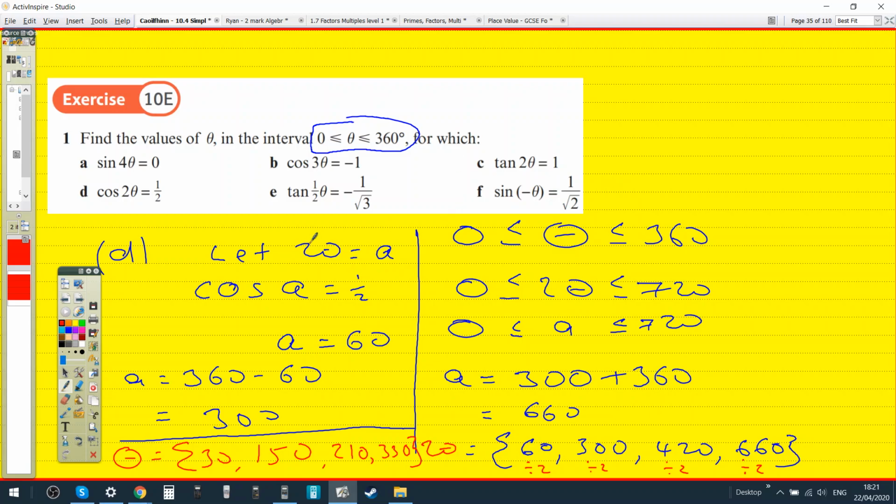And so, yeah, don't forget that the very last thing you do is to change it back to theta, and that you find all of the solutions. So there were triple the solutions for this one. There were double the solutions for this one. Any questions with that? No. Okay.